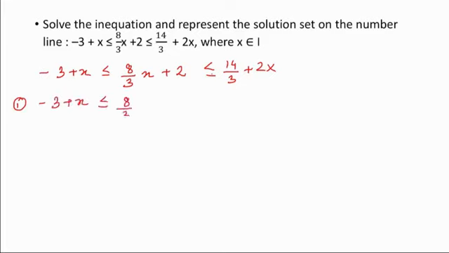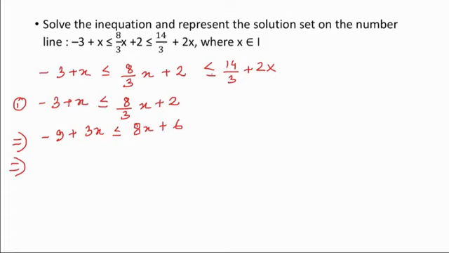-3 plus x less than or equal to 8 over 3x plus 2. Since we have a fraction in this inequation, we need to simplify it by multiplying an appropriate factor on both sides. Here the appropriate factor is 3, so we'll multiply both sides of this inequation by +3. So -3 times 3 is -9, plus x times 3 is +3x, less than or equal to 8 over 3 times 3 is 8, so 8x plus 2 times 3 is 6. So we have -9 plus 3x less than or equal to 8x plus 6.